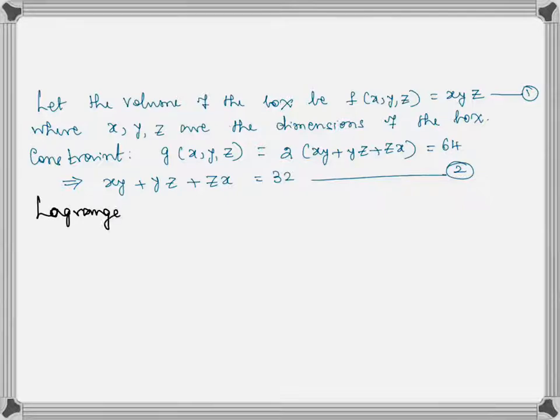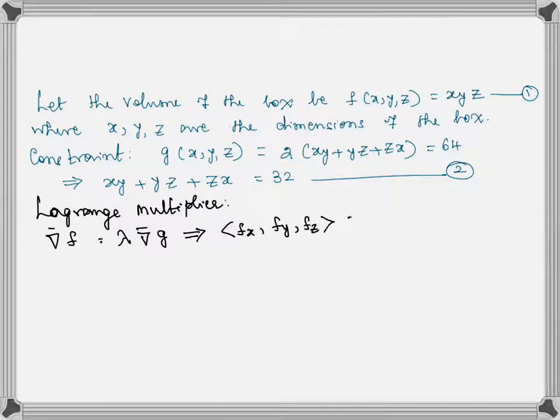So, the Lagrange multiplier method. Set del f equal to lambda del g, which in component form is f_x, f_y, f_z equal to lambda times g_x, g_y, g_z. They are all partial derivatives with respect to x, y, z.